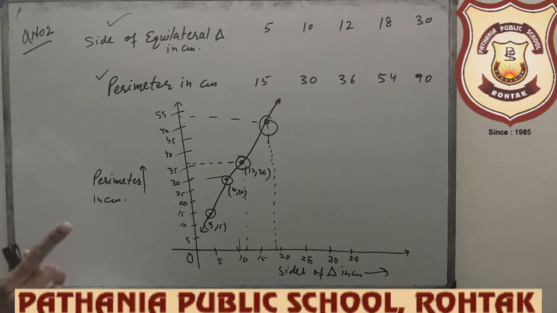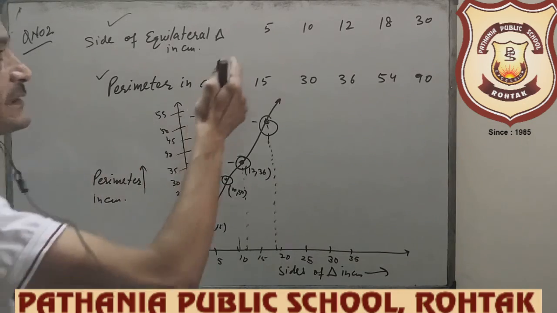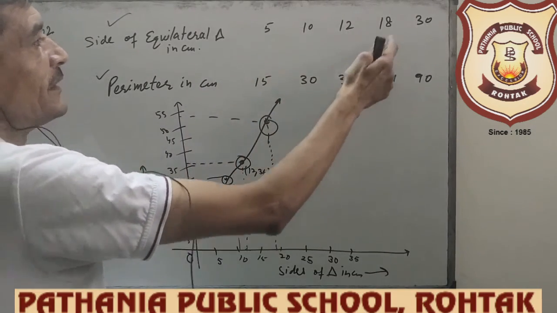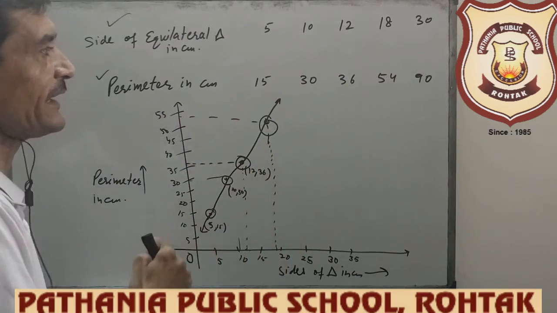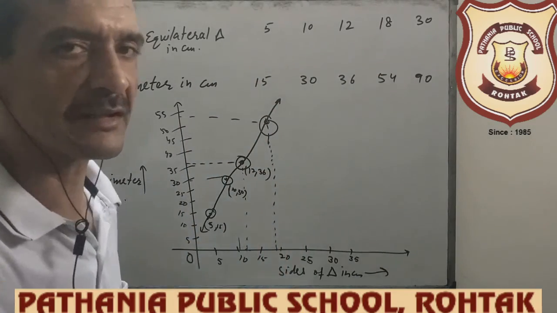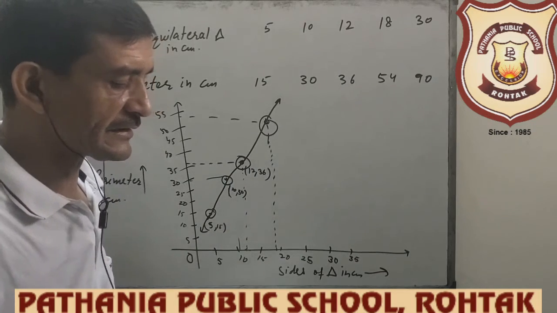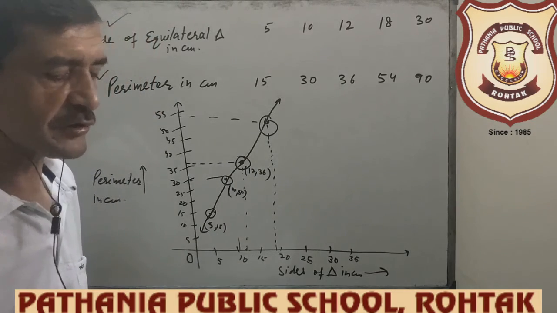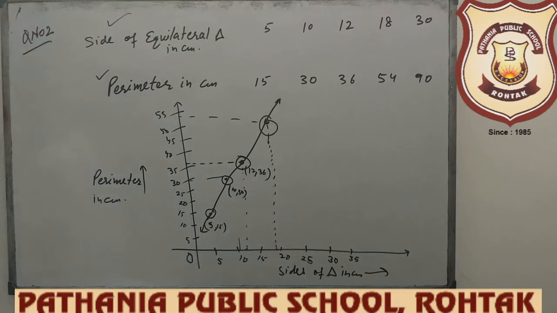And draw the graph. But when the ratio of these is equal, then there is a straight line. But when the ratio is not equal, just like in question number 3, the side is 3, then the area is 9. The ratio is 3 by 9, that is 1 by 3. And what about 5? If the side is 5, then what is the area? 25. The ratio is 1 by 5.